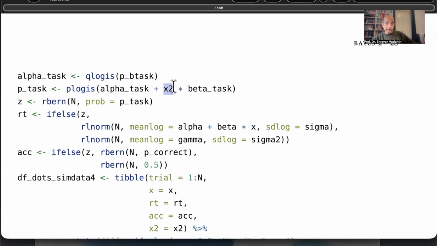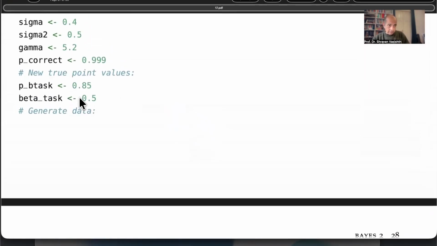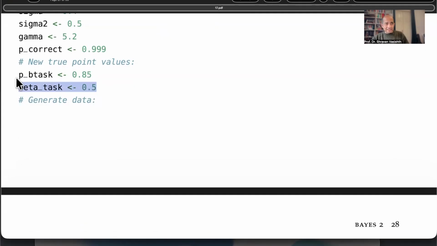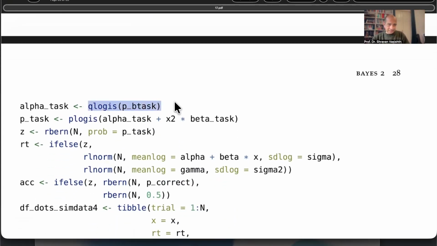This is a vector of 1000 values, plus 0.5, minus 0.5, and we are getting a point value here and a point value here. This point value, which was defined in log odds space, oh my god, this is so confusing, right? So beta task is in log odds space, alpha task is computed via the probability of B task, by passing it through the logit function.